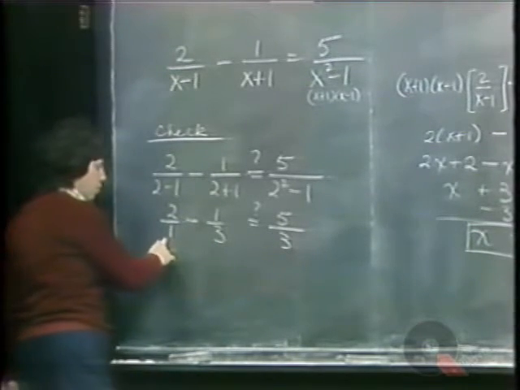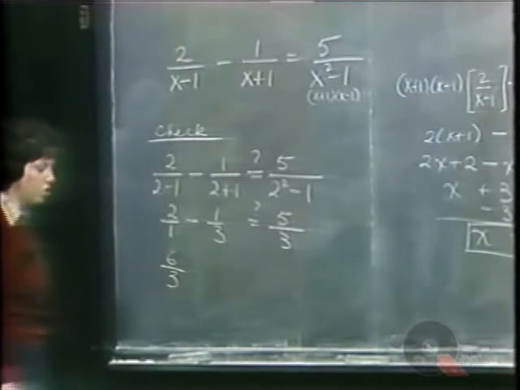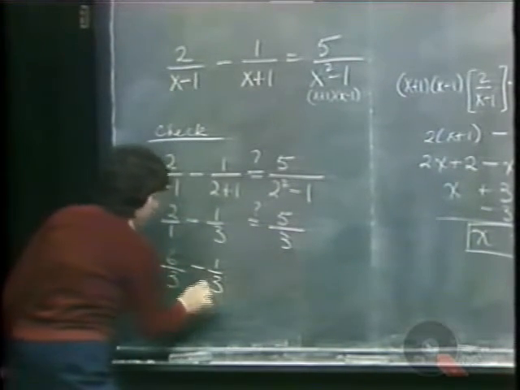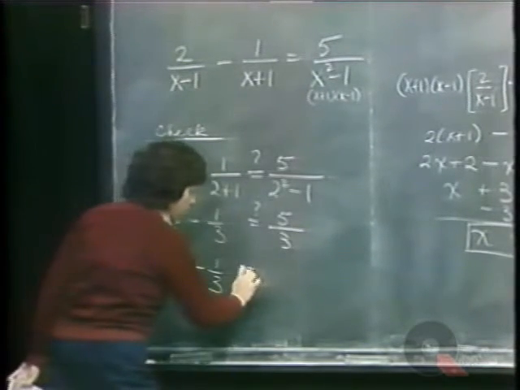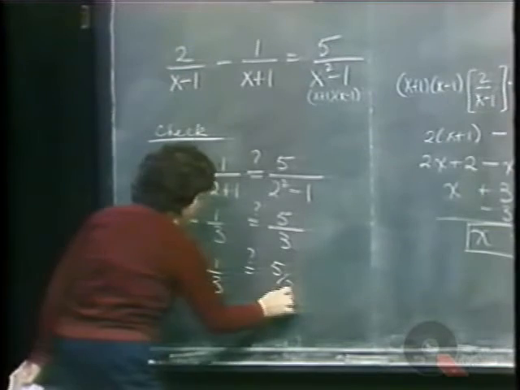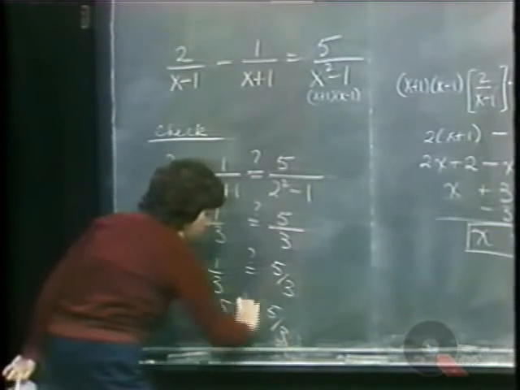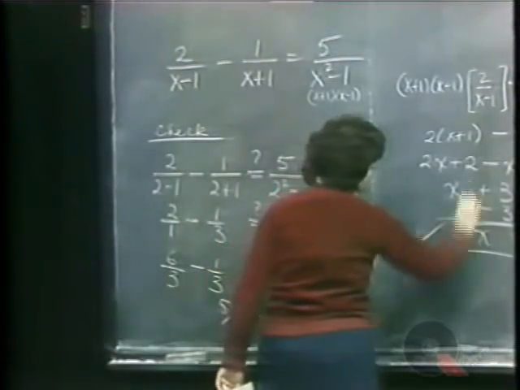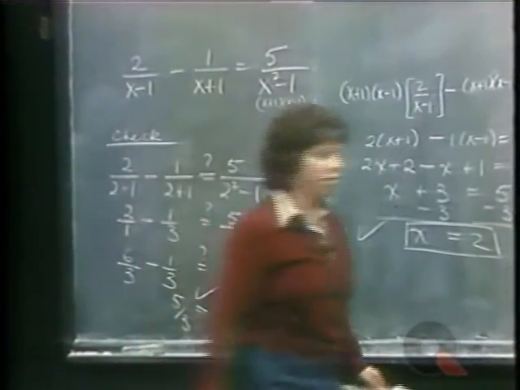If we remember that 1 is the same as 3/3, because we can build a fraction equivalent to it that has the same denominator as this one, 3. Multiplying numerator and denominator by 3, that's 3/3 minus 1/3. And of course, that is exactly equal to 5/3, which is what we have on the right. So the answer is correct. This is the solution to the problem, x equals 2. And that brings us to the end of the videotape.